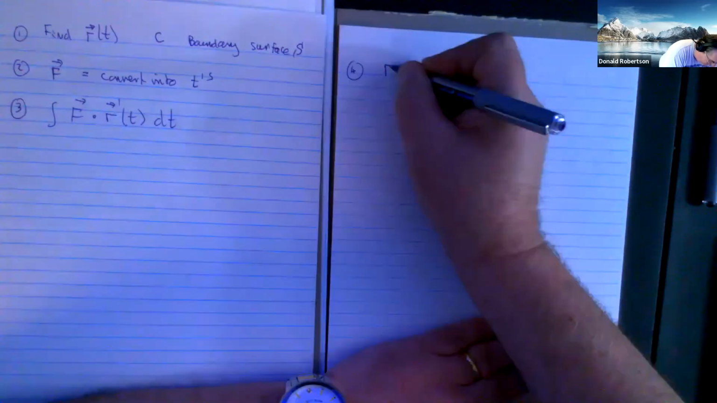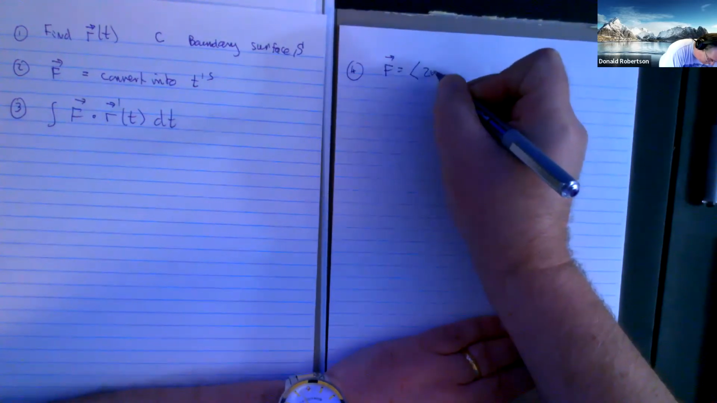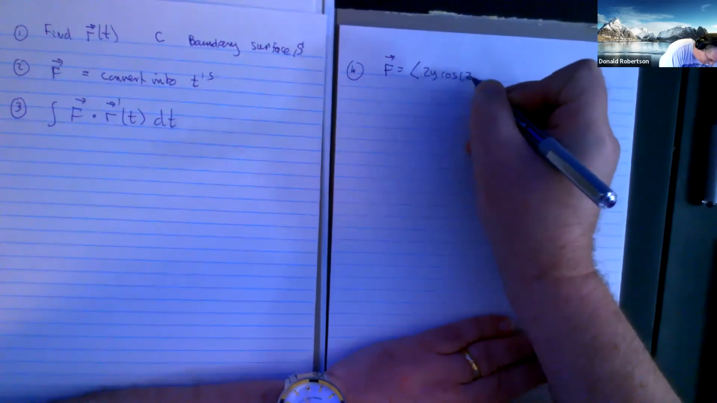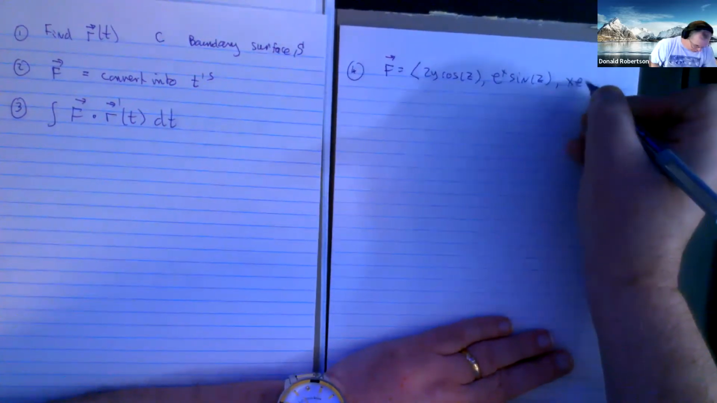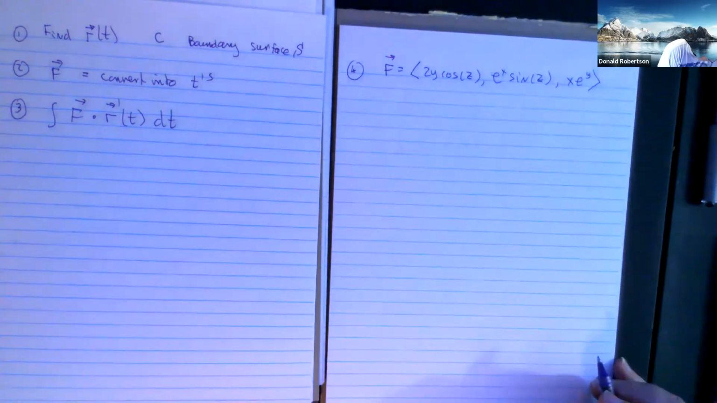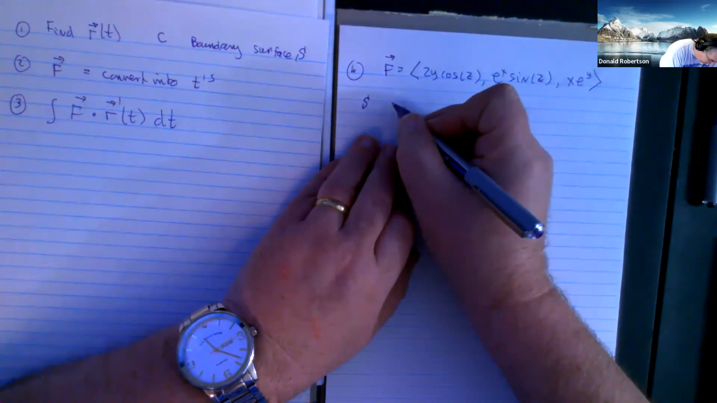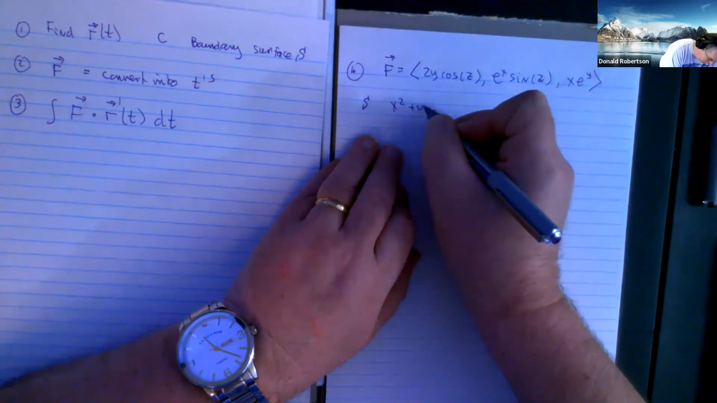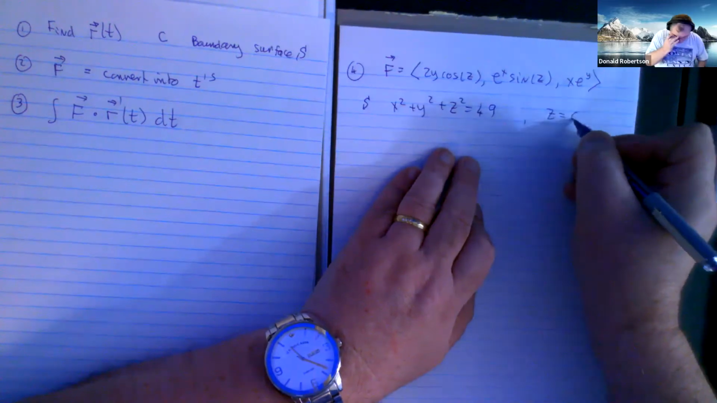So next fella, got one over here set up. It's going to be 4. So we have 2y cosine z, e to the x sine z, and x e to the y. God, these things are just big. S is described as a hemisphere. That's half a sphere. And it's a hemisphere, x squared plus y squared plus z squared equals 49. And it's with the floor again.